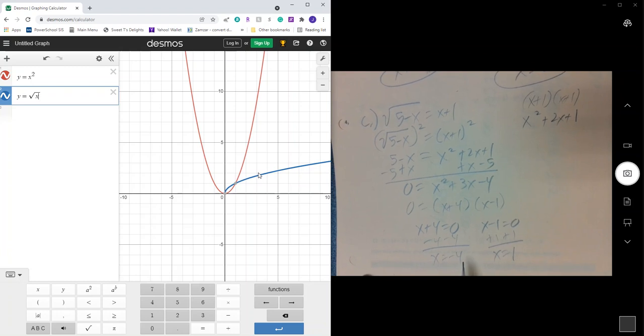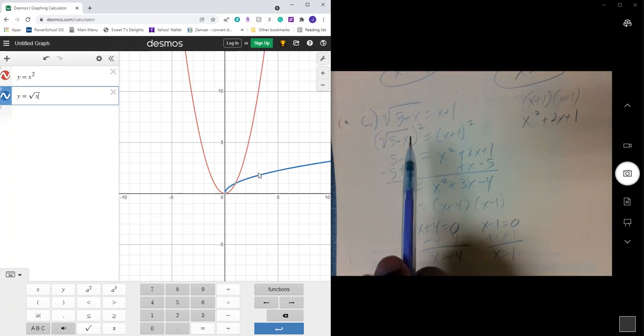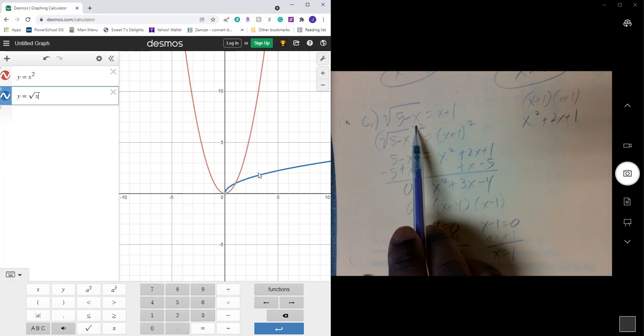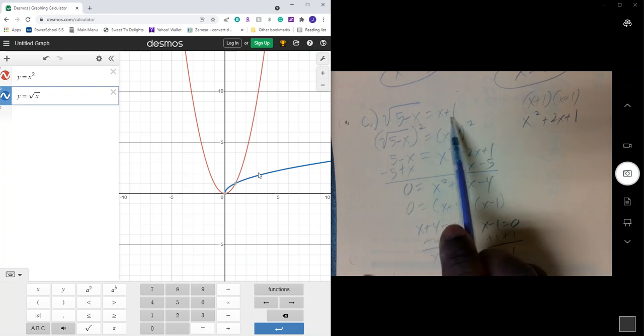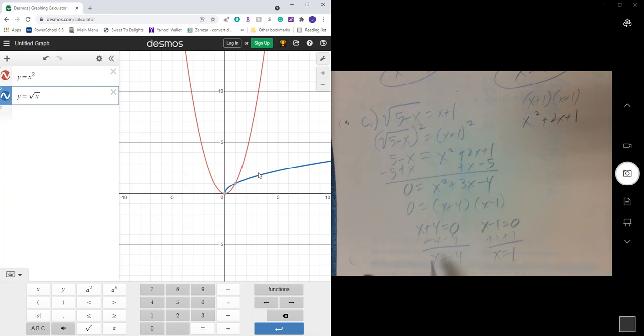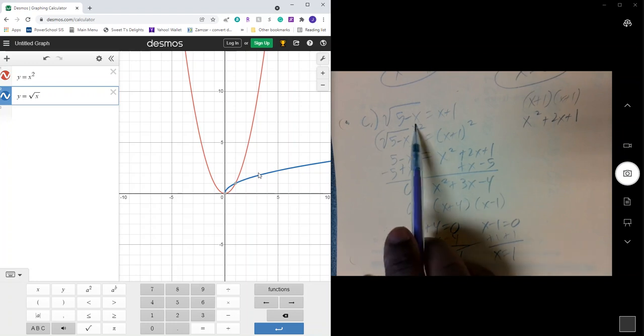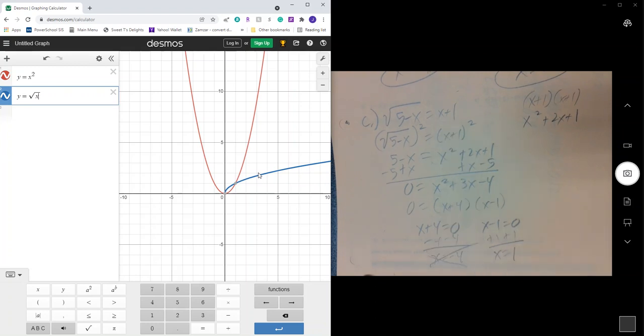Now, when we go through and check this, if we put -4 in here, this will end up being +9. Square root of 9 is 3, but -4 plus 1 is -1, so -4 does not work. Now we would try 1. 5 minus 1 is 4. The square root of 4 is 2. And then 1 plus 1 is 2. So x equals 1 would be your final answer.